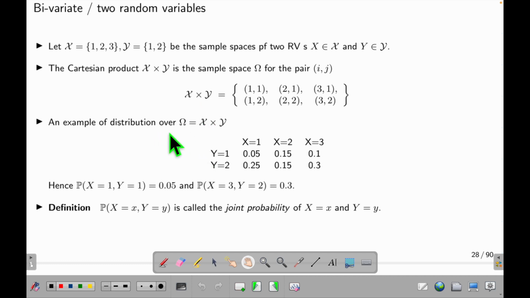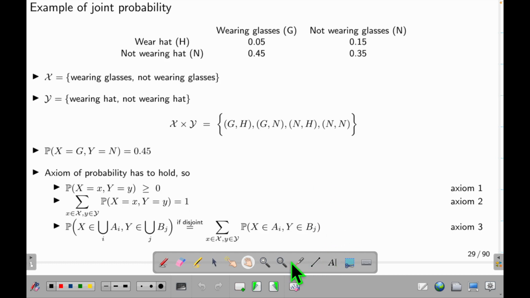I can define probability. So for example, I have this table. What does it mean? This box means the probability that X is 1 and Y is 1. So this means the probability that X equals 1 and Y equals 1 is 0.05. And for example, this box means the probability of X equal to 3 at the same time Y equal to 2 is 0.3. This says that I have two events occurring at the same time: random variable X takes the small x value and random variable Y takes the small y value. Here is an example of joint probability of two random variables.